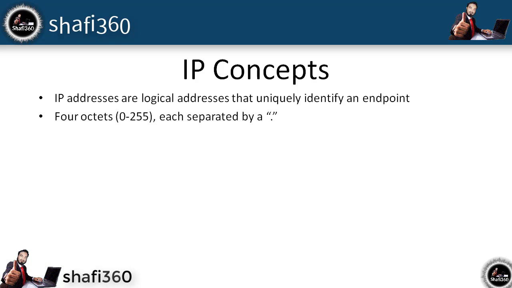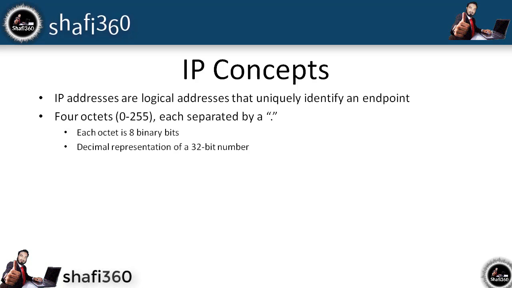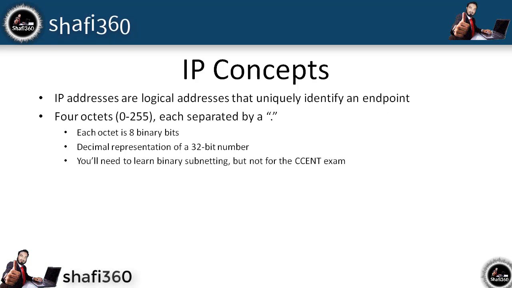For example, an IP address might be 192.168.1.104. Now, at the very nitty-gritty, down where the goats graze, as they say here in the South, each octet is 8 binary bits, and essentially an IP address is a decimal representation of a 32-bit number. Now, we'll talk a little bit about binary subnetting, but you won't really need to learn a whole lot about binary subnetting for the CCENT exam. If you get the CCNA and the CCNP and any other certification, you'll live and breathe binary subnetting, especially when you start to design wide area networks. But for the CCENT, you have to know a little bit about them and how they're put together, but you don't need to know how to actually subnet in binary quite yet.